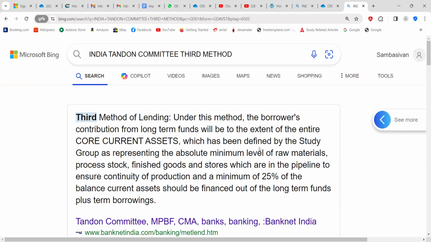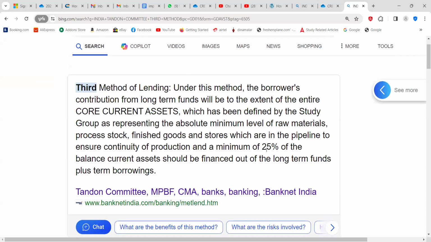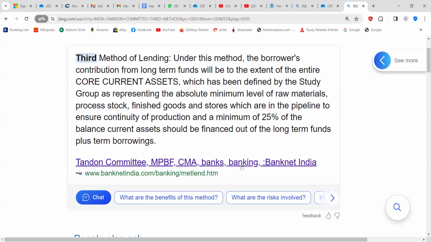Third method of lending. Please read that. Yes, sir. Third method of lending. Under this method, the borrower's contribution from long-term funds will be to the extent of the entire core current assets, which has been defined by the study group as representing the absolute minimum level of raw materials, process stocks, finished goods, and stores which are in the pipeline to ensure continuity of production, and a minimum of 25% of the balance current assets should be financed out of the long-term funds plus term borrowings.